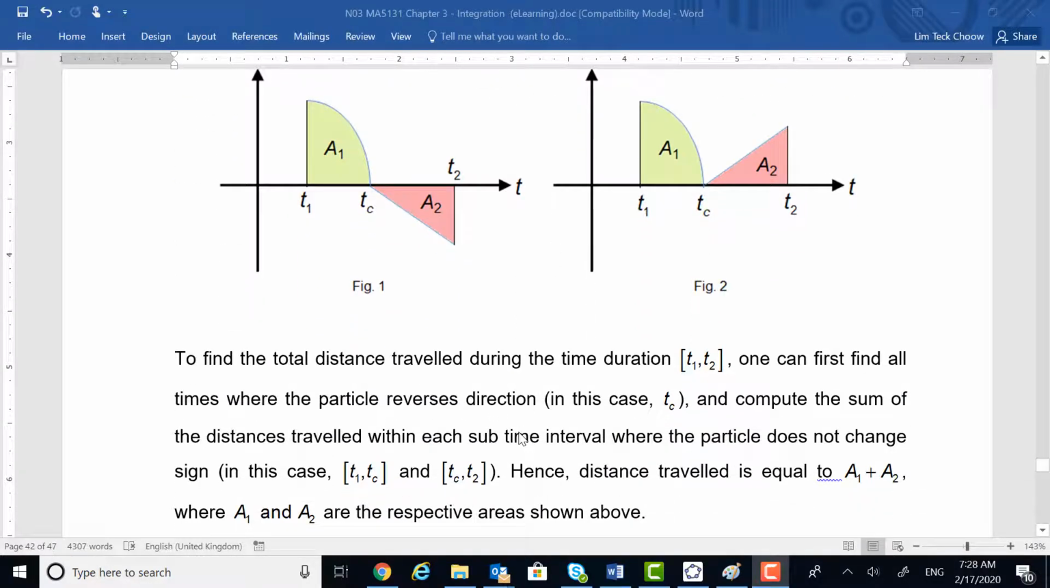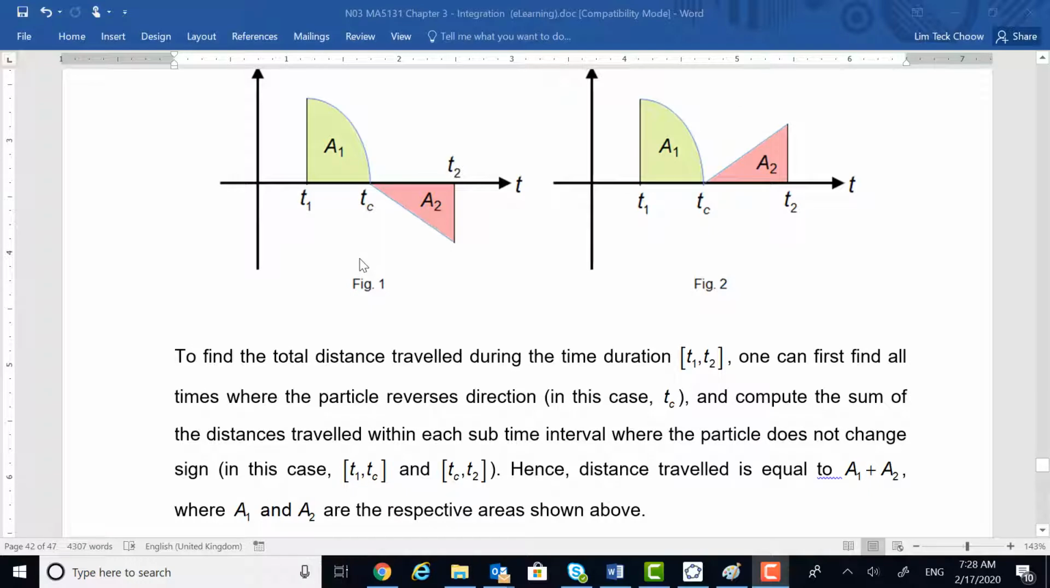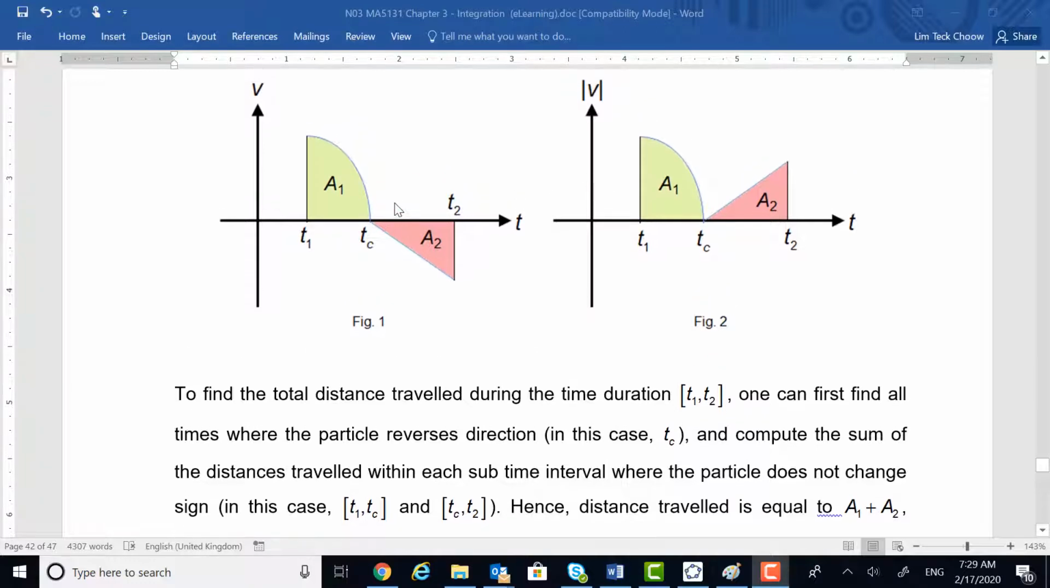To find the distance traveled by a particle from t1 to t2 using the velocity-time graph, you can find this area separately from this area, and then add the two areas together. You cannot just integrate the vt graph from t1 to t2, hoping to find a distance, because the negative portion can cancel out the positive portion. What you get is the displacement rather than the distance traveled.